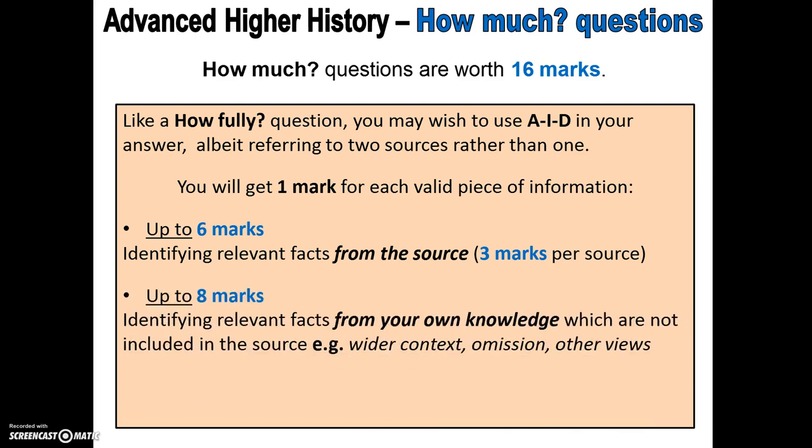You can gain a further 8 marks for discussing relevant information from your own knowledge which isn't included in the source but helps answer the question. This can relate to giving context to facts from either of the sources or discussing points which are not covered at all in the sources. And finally, there's 2 marks available for explaining what historians believe on this particular issue.